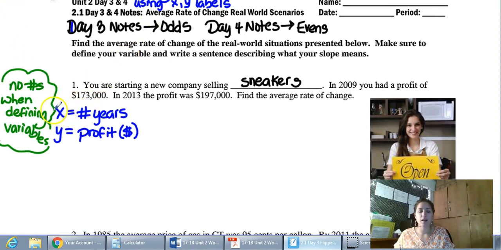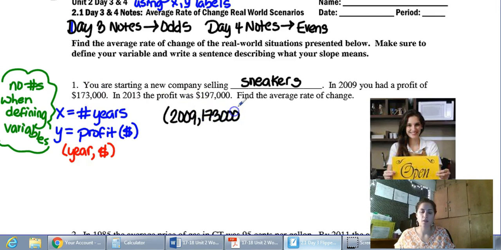And the key is realizing that that's going to look like X, which is year, comma, profit, Y. So year, comma, money. Let's see if we can find those ordered pairs. 2009, comma, 173,000. And then in 2013, 197,000. That's it. I've got my ordered pairs.